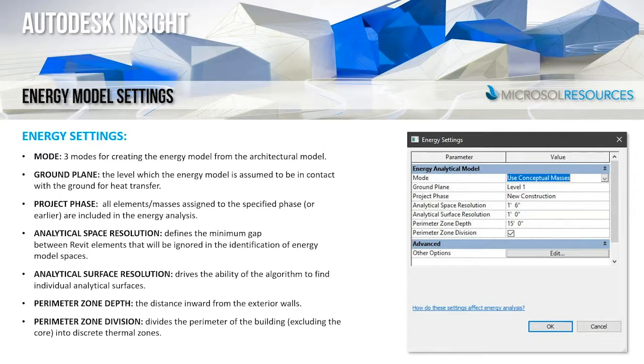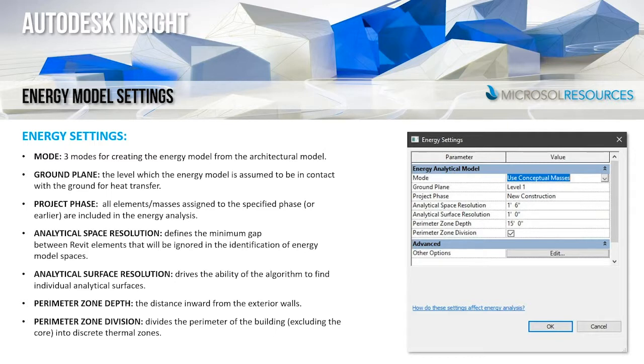For the perimeter zone division, you would just select this option to divide the perimeter of the building, excluding the core, into discrete thermal zones. So by dividing the perimeter into zones, that allows for more accurate energy consumption estimates. The setting should always be enabled when the perimeter zone depth is greater than 0, which it typically will be. An example of this is if in the late summer afternoon, a west facade may encounter solar heat gain while the east facade does not. So the perimeter zoning allows the energy analysis of these perimeters to be handled separately.